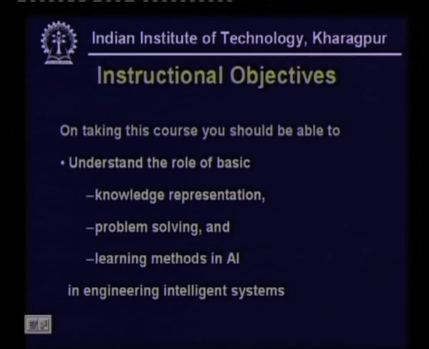The instructional objectives of this course: on taking this course, you should be able to understand the role of basic knowledge representation, how to represent our knowledge about the world, a knowledge of problem solving techniques, and a knowledge of some of the learning methods in AI. And we will see how these are used to solve different problems and to build a complete intelligent system.